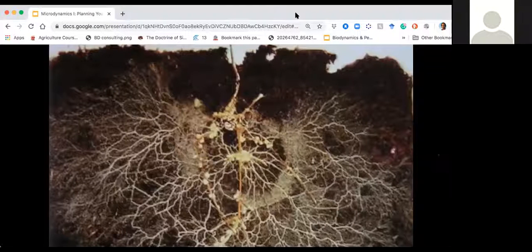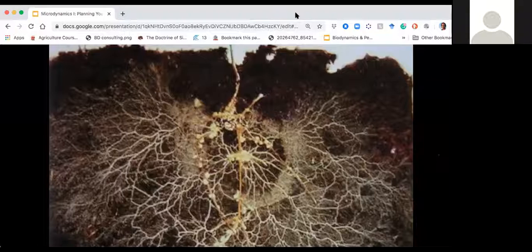This is a picture of some mycorrhizal fungi with nodules growing off of it, and it's here that Steiner emphasizes that we're not just tending the space that we're tending. We're not just focusing on the garden where we want yield. We want to be focusing on the entire area around that and how it integrates into the surrounding environment.